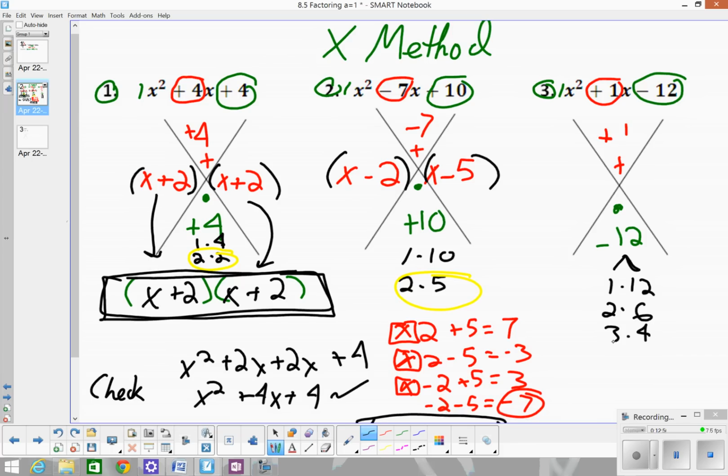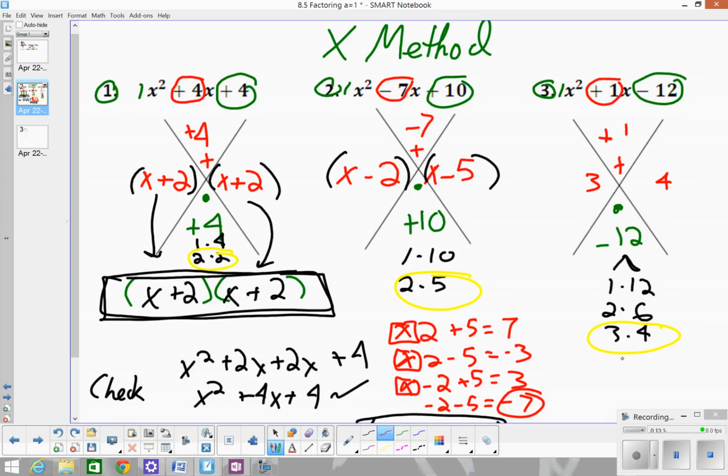That won't work. What about 3 and 4? If I add them together, I can make a 7. But what if I subtract 3 and 4? I'll get 1. So actually, 3 and 4 is what I need. So you're going to take those values, 3 and 4. Good.